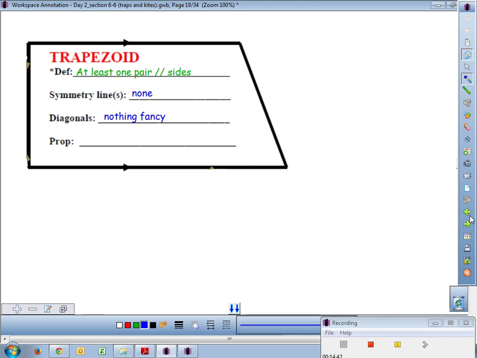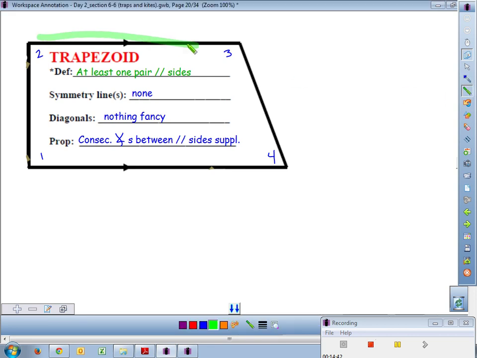The only thing we know about a plain old trapezoid besides its definition is that consecutive angles between parallel sides will be supplementary. So there are 4 angles in this trapezoid. Here's the parallel sides, the green guys right here. These red guys are not parallel to each other.